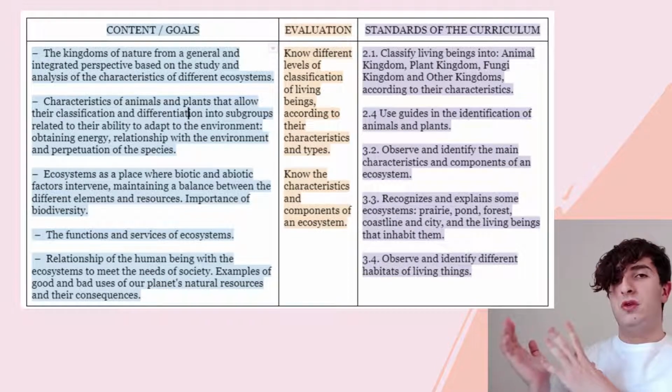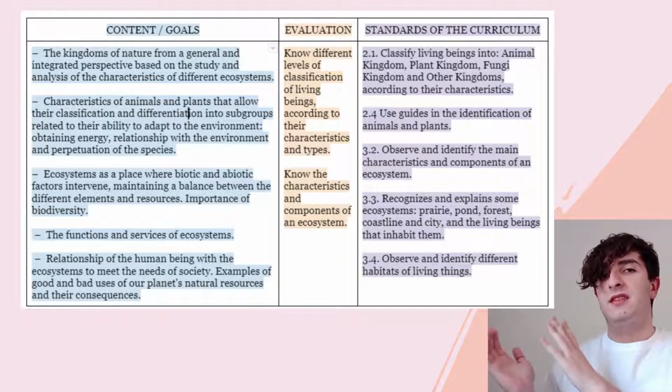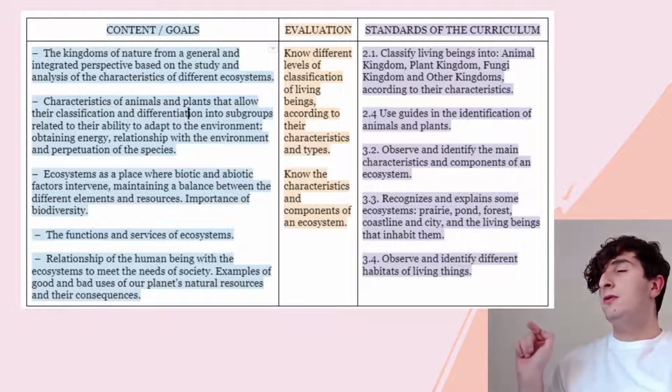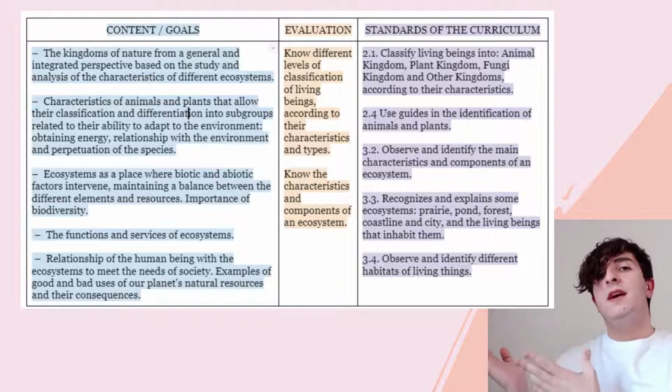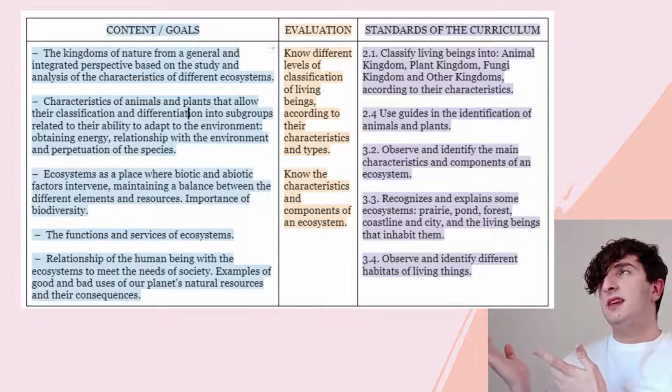For example, the first goal, the kingdoms from a general and integrated perspective, corresponds to the 2.1 standard, classifying living beings into animal kingdom, plant kingdom, etc.